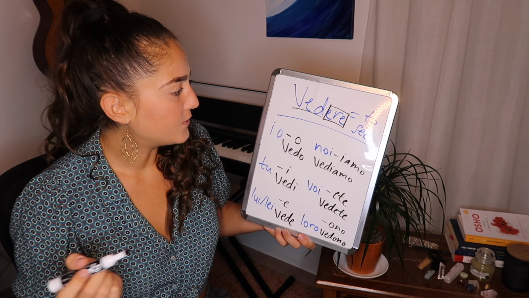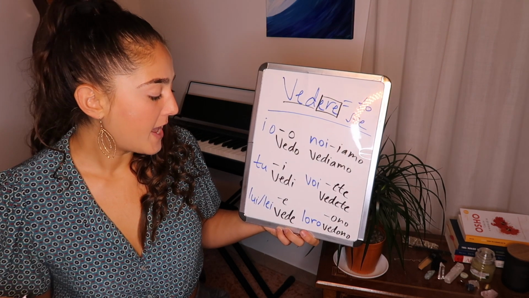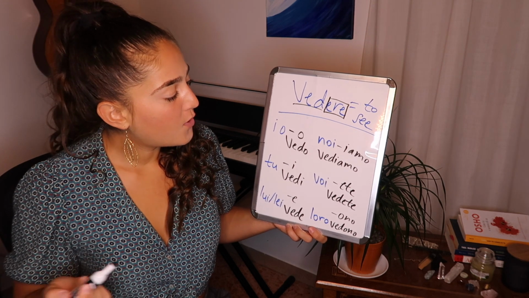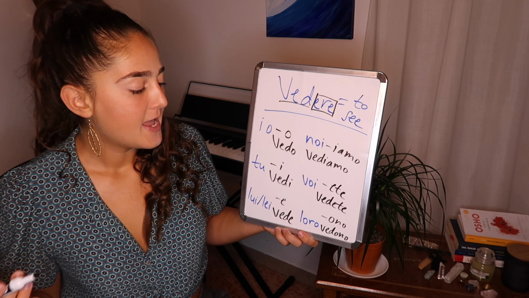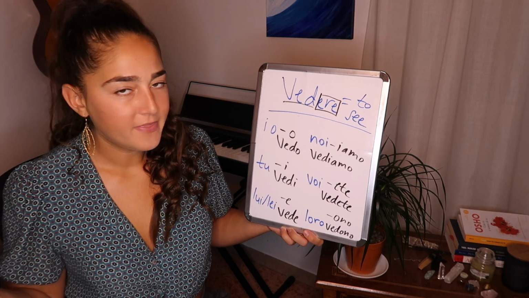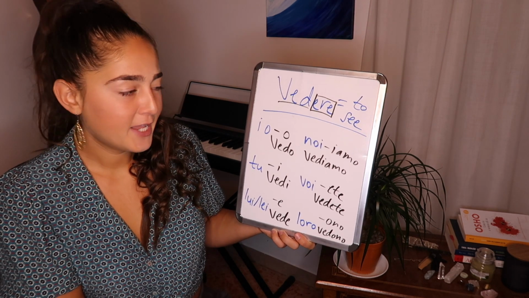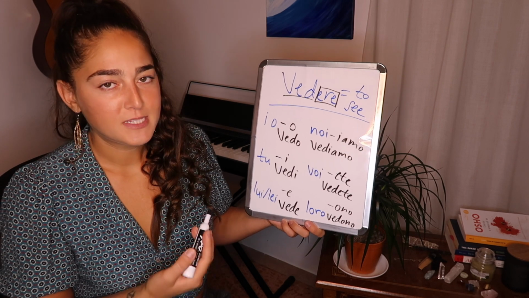So io vedo, I see. Tu vedi, you see. Lui or lei vede, he or she sees. Noi vediamo, we see. Voi vedete, you all see. And loro vedono, they see. So that is our complete verb chart for vedere. And this is how you conjugate all regular ERE verbs in the present tense.